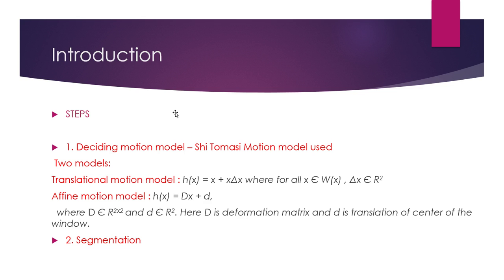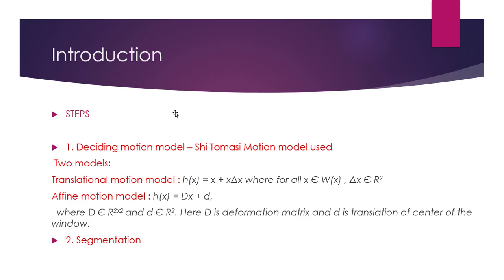While choosing any algorithm, there are certain steps that need to be followed. We need to decide the motion model first, and the motion model that I'm using is Shi-Tomasi's motion model. It involves two motion models, the translation motion model and the affine motion model. The translation motion model basically considers the linear motion of the object with a distance difference delta x. While this motion model is highly accurate for consecutive images, over a long frame sequence this model loses many of the feature points.